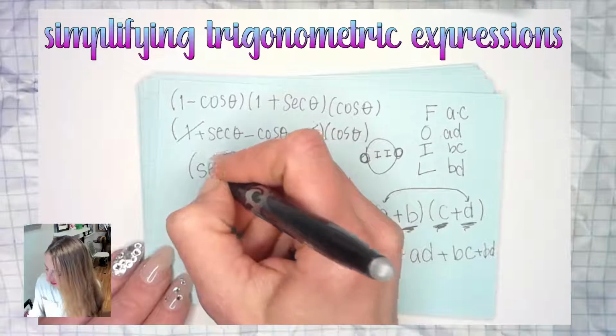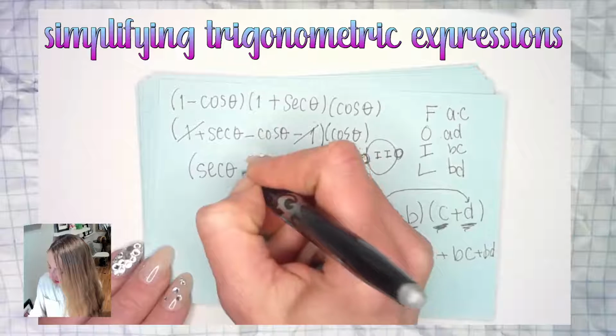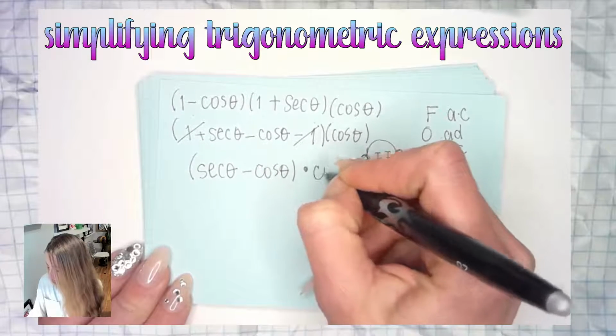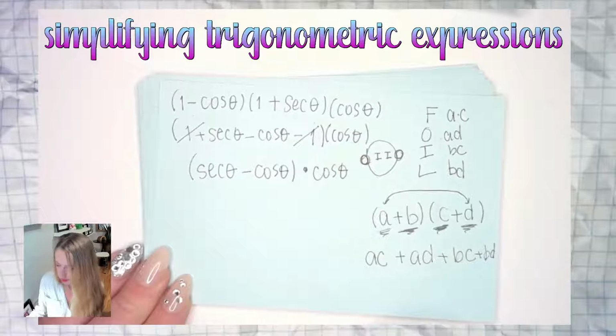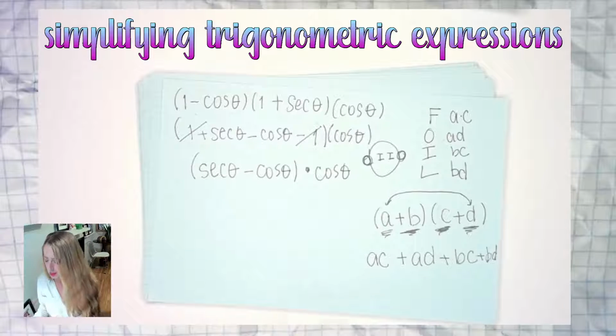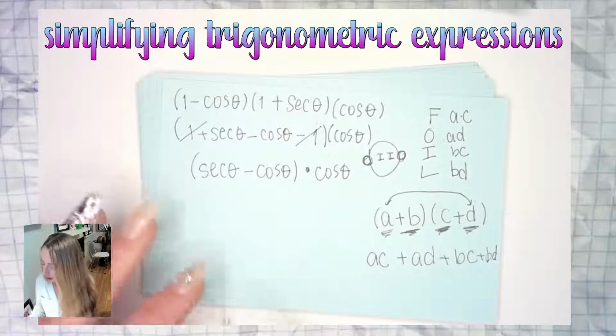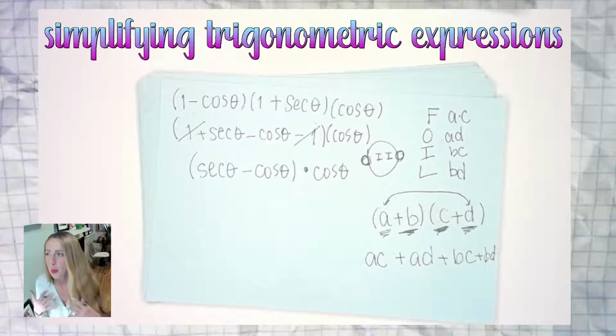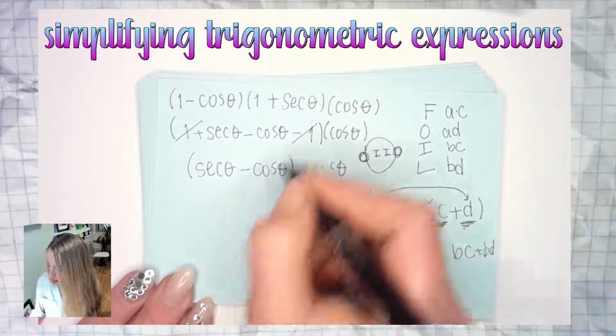Secant theta minus cosine theta, times, I'm using a dot this time, cosine theta. Now, I feel like usually we're used to thinking of distribution as coming from the left into the parentheses, but obviously it can come from the right as well. I'm not going to go through the trouble of rewriting secant as 1 over cosine and finding a common denominator. You can, and if you did that, great, but it's kind of heavy. So let's distribute cosine into here, right?